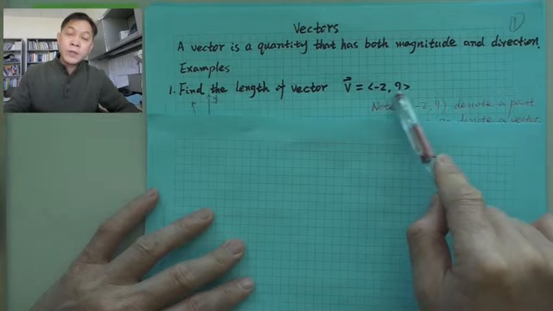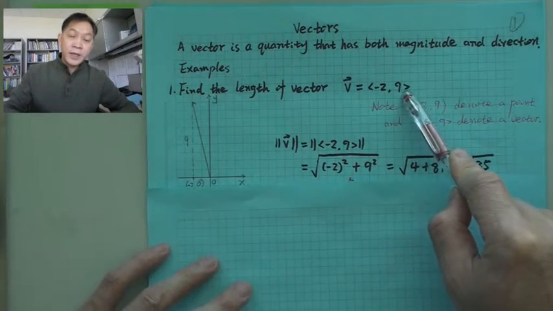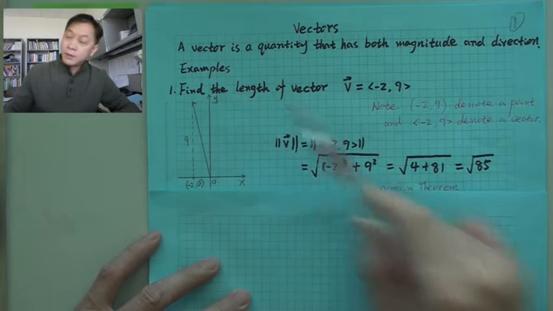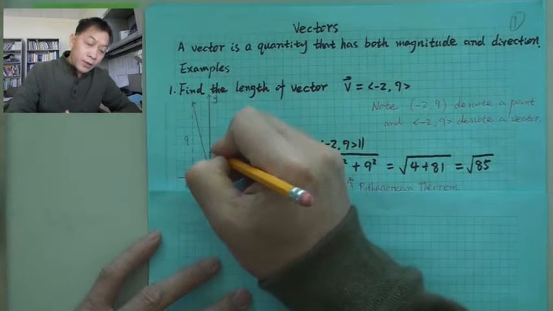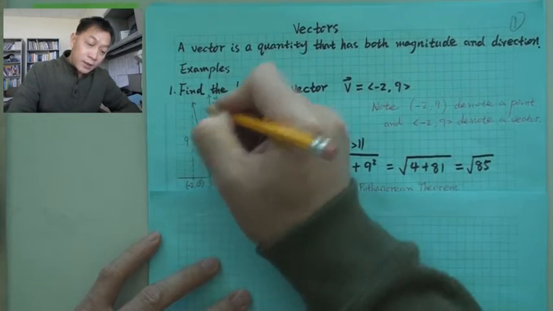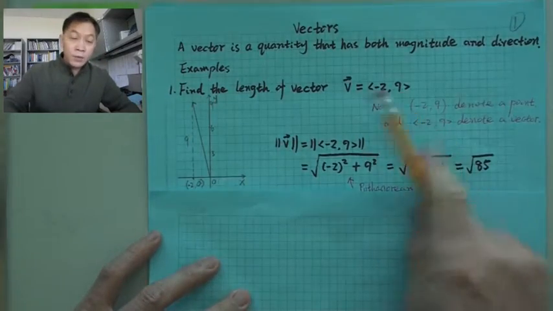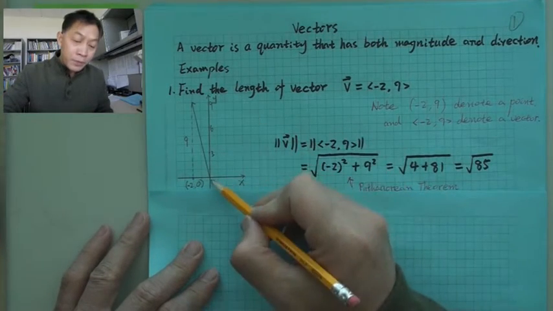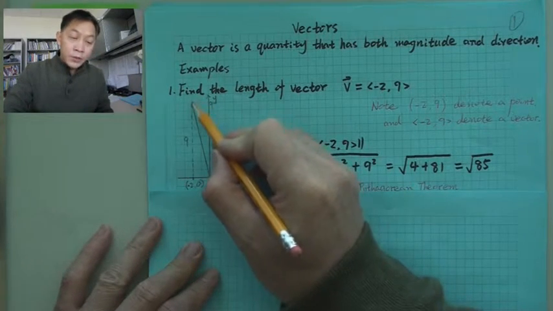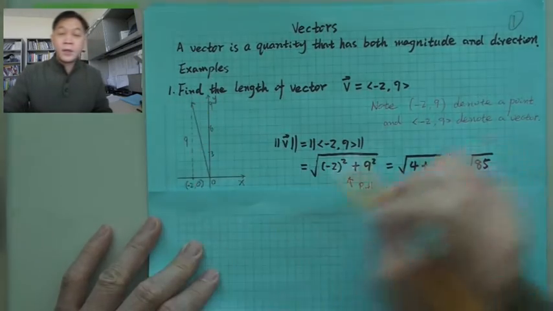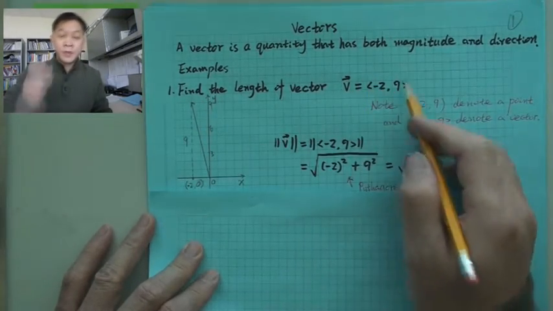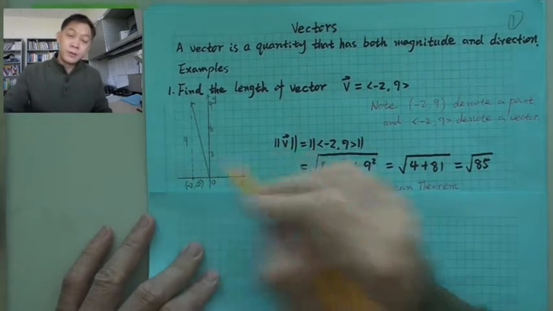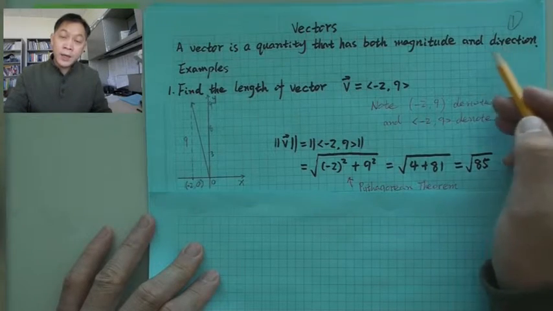Now -2, 9 in the xy coordinate plane, the first one is -2, the second one is 9. You can see here it's 3, 6, 9. So 9 is the y coordinate, and x is -2. The direction from the origin to this point is like this. So this is the vector geometrically.